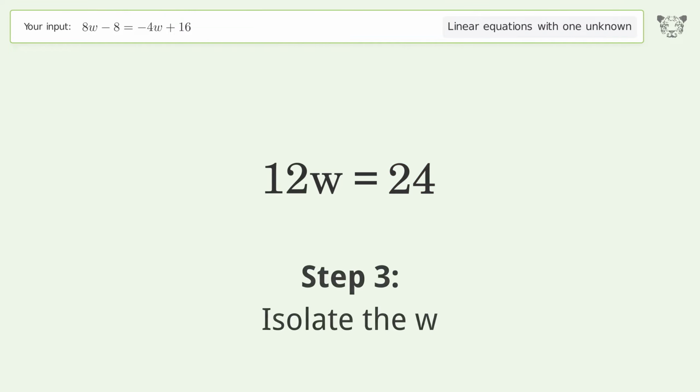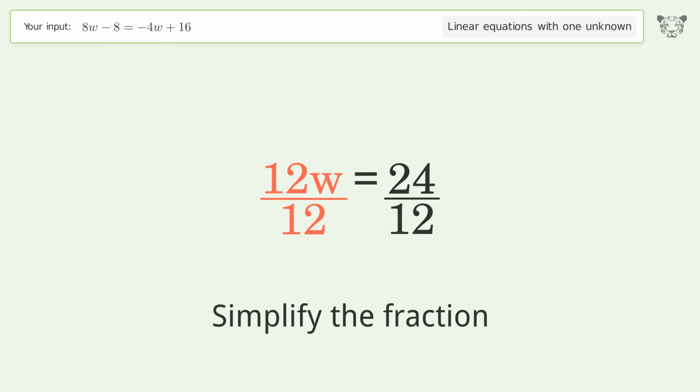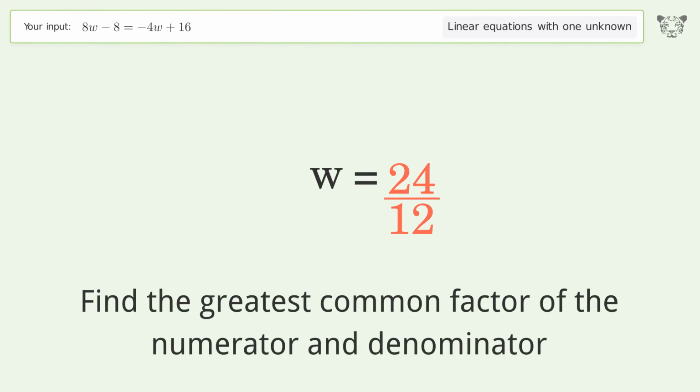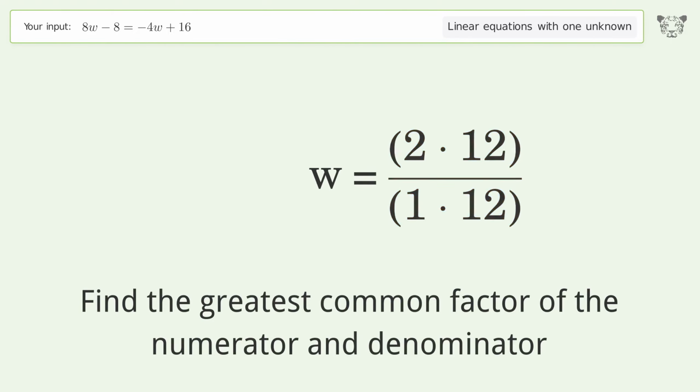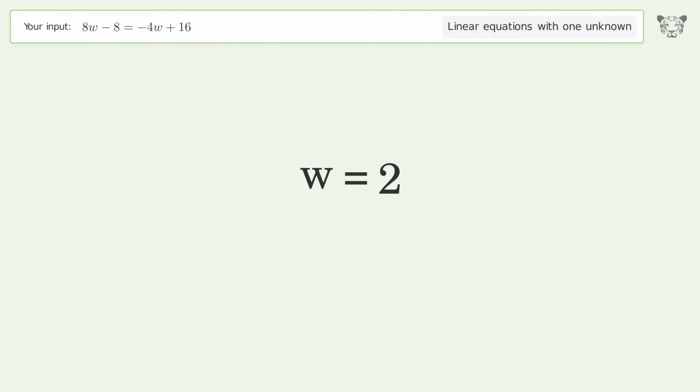Isolate the w. Divide both sides by 12. Simplify the fraction. Find the greatest common factor of the numerator and denominator. Factor out and cancel the greatest common factor. And so the final result is w equals 2.